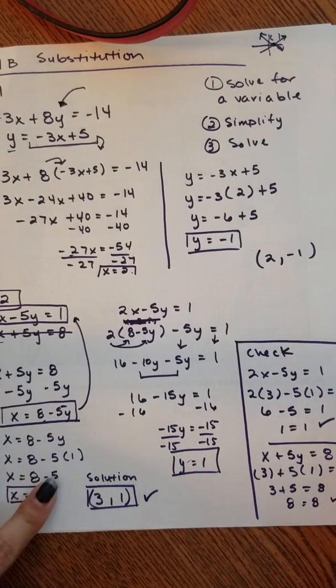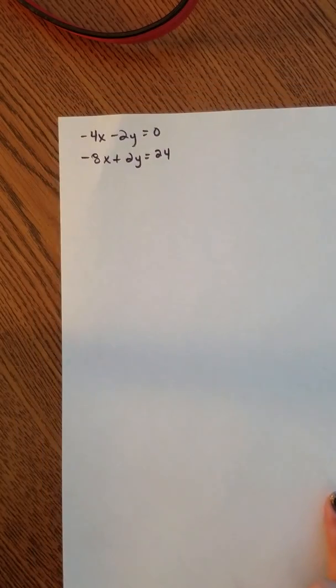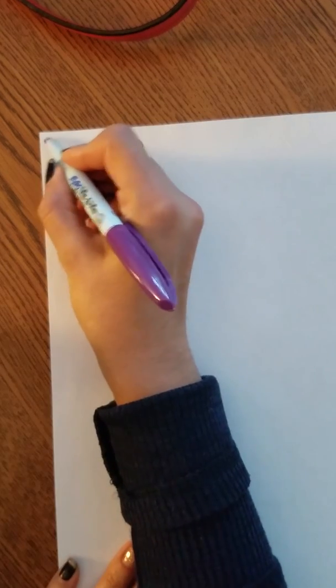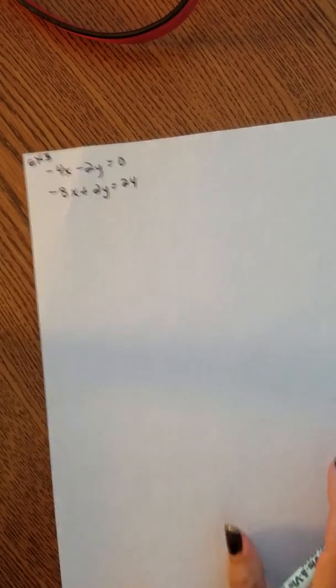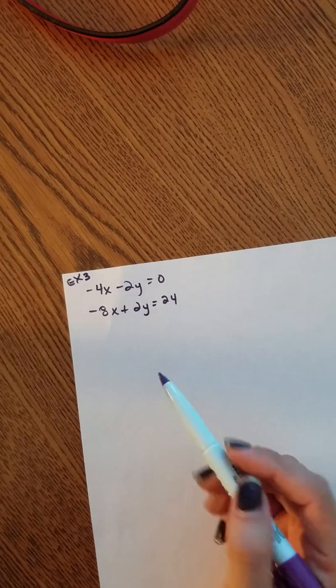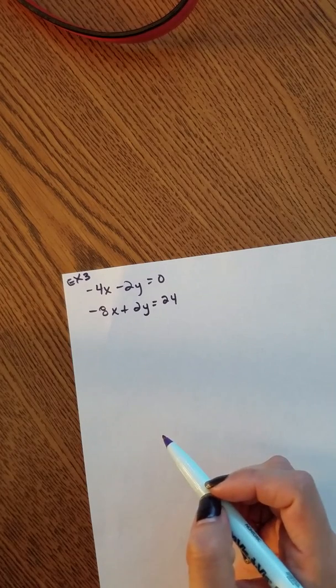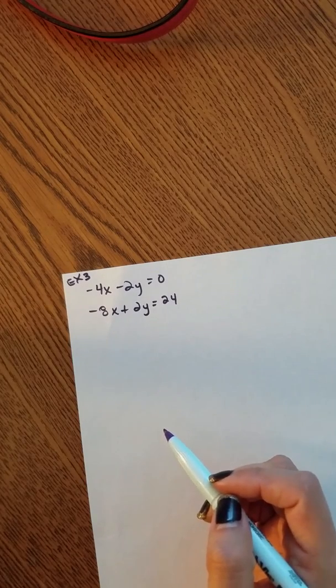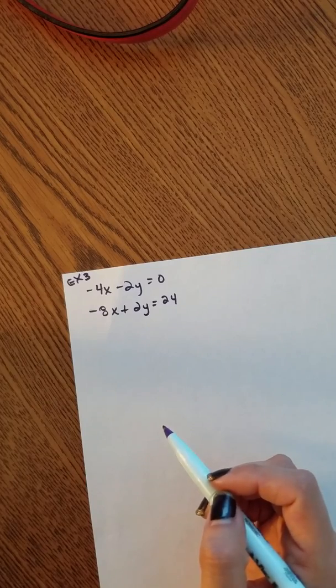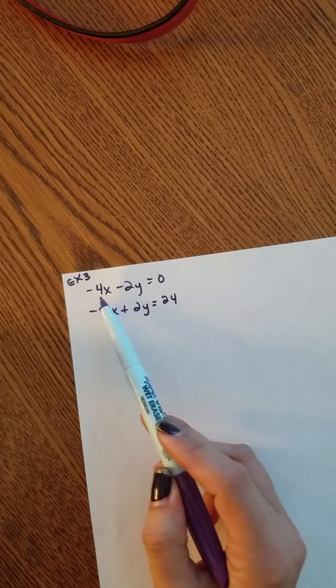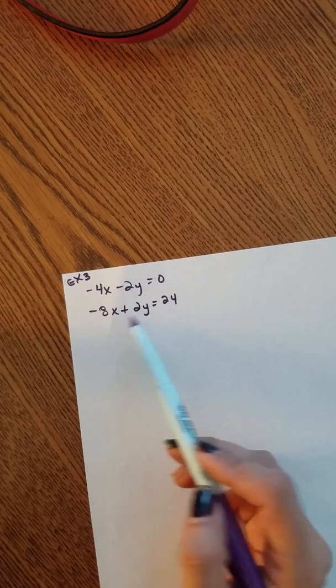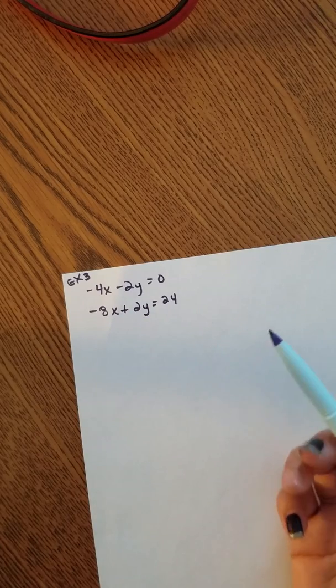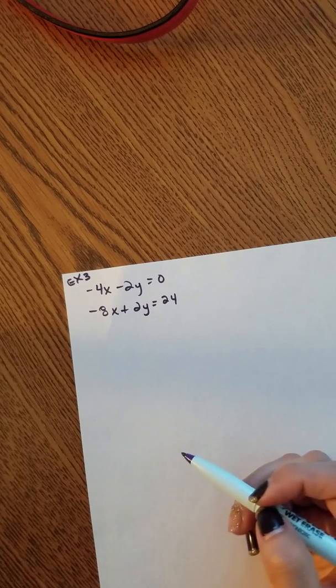I have one more example for you. Okay, so this is example 3. It's my last example. We have negative 4x minus 2y is equal to 0, and negative 8x plus 2y is equal to 24. Now I'm checking here. Both of these have a coefficient. So there's no easy way around this one.